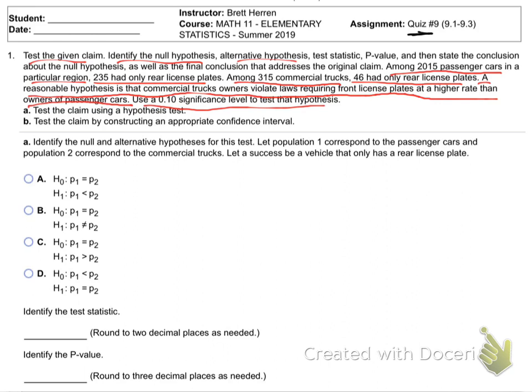All right, so let's write down the claim. What is the claim? What's being said here? It says a reasonable hypothesis is that commercial truck owners violate the laws at a higher rate. Trucks higher than the cars. That's what they're basically saying. The trucks violate the thing more than the cars. So which one's the cars and which one's the trucks? Which one came first? I guess the cars came first.